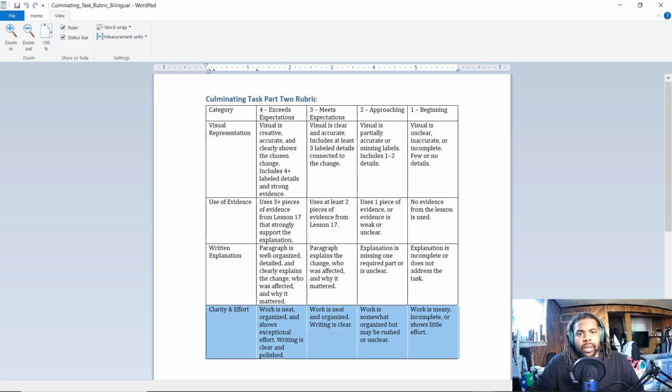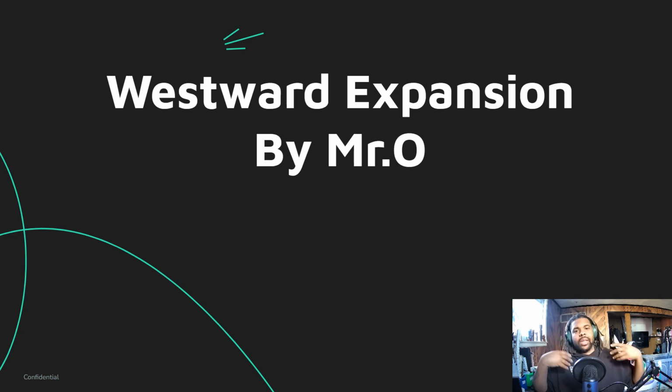Last but not least is clarity and effort. Again, if you want to get a 1 on this, your work is messy, incomplete, or shows very little effort. If you want to get a 4 and exceed expectations, make sure your work is neat, organized, and shows exceptional effort. Your writing is clear and polished. Now, with that being stated, for me, I know I will not get a perfect 4 out of all this because I only completed 2 out of the 3 subtopics. So now, let me do my little presentation of the westward expansion by me, Mister O.